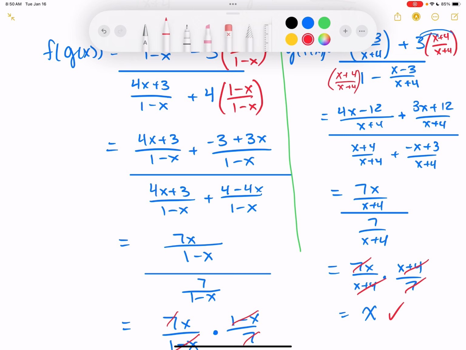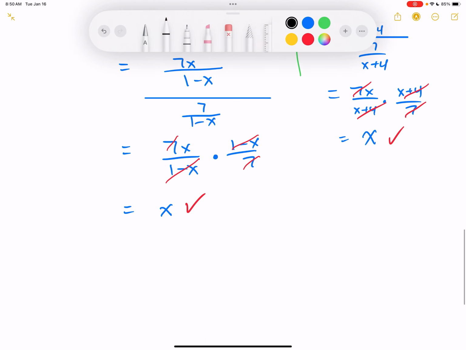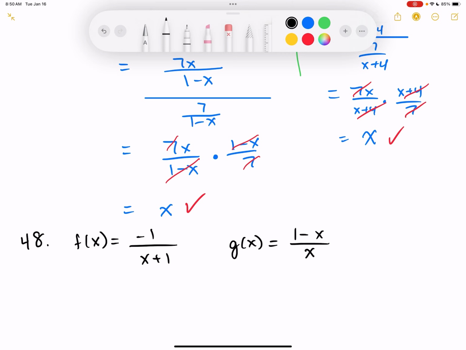All right, I want you to try this next one on your own so I can make sure that we're getting it. 48. Is this another long one? Sort of, but it's a little easier, in my opinion. Now, I honestly don't know if these ones are going to work out to be inverses or not, so we're going to find out at the same time. Y'all are going to do it, and I'm going to freeze my screen and do it at the same time. So f of x is negative 1 over x plus 1, and g of x is equal to 1 minus x over x.